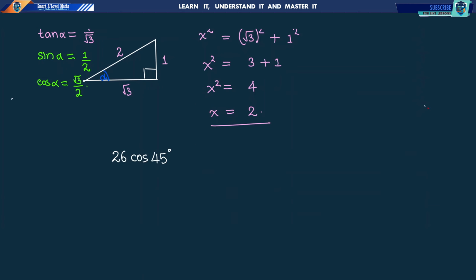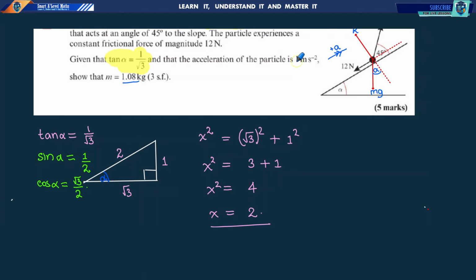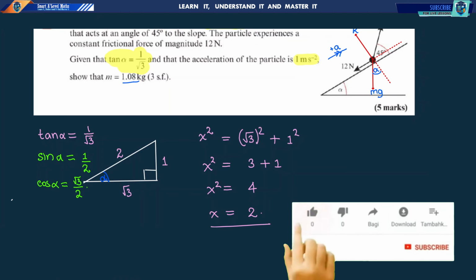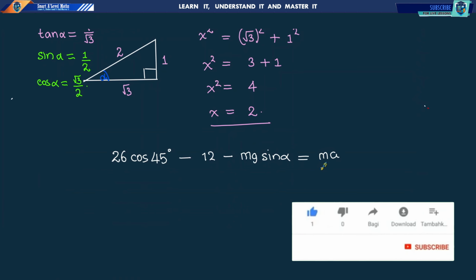Let's go ahead and make that. So we're going to have minus 12 minus mg sine of angle alpha, and this must give us ma, and mass is what we are told to look for. Acceleration is from the question here, that is 1 meters per second. So we're going to go ahead and replace with 1 in our next step here.